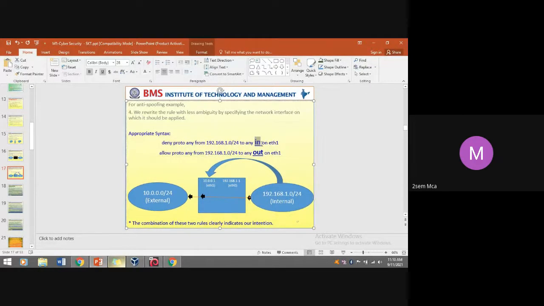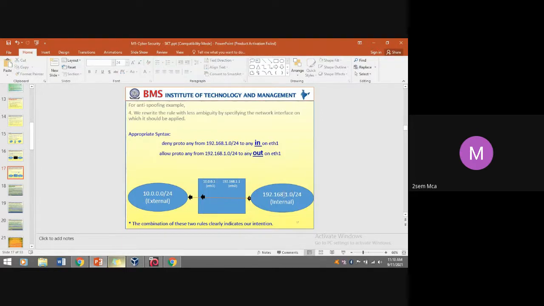When in is blocked, there is no concept of out on ETH1. When you are explicitly allowing, what is the route for packet forwarding? The route exists only from the internal network to the external network: ETH0, then ETH1, then the external internet. Getting it? So this is the way you apply anti-spoofing by defining the rules at the firewall.